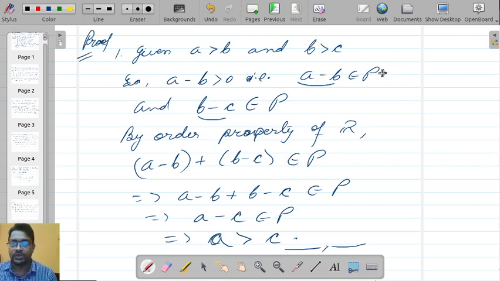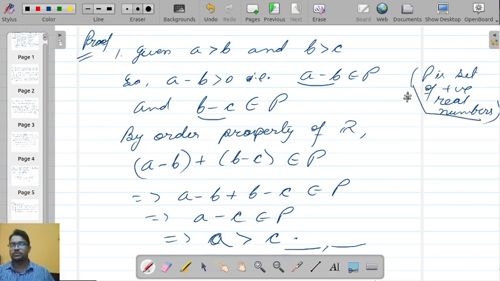Here P is the set of positive real numbers, the set that we have taken while defining or listing the order properties. So A greater than B implies A minus B greater than 0. That is, A minus B belongs to P.